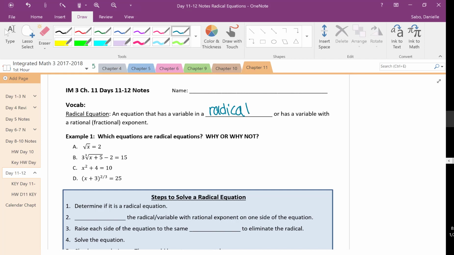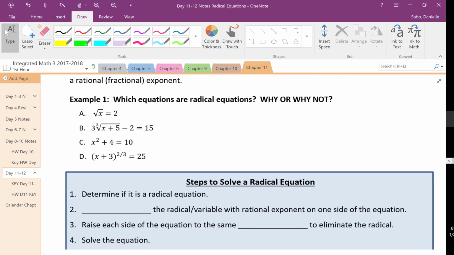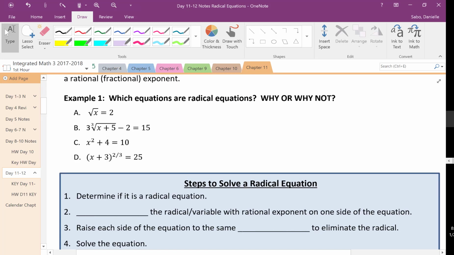So let's talk about which ones are and which ones are not radicals. If we look at A, B, C, and D, we have to see which ones are. So letter A, do we have a radical equation? Do we have some kind of radical equaling something? Yes. What about the second one? Yes. There's my radical. And if you like to highlight things, this is where you would highlight. This is why. What about this next one?